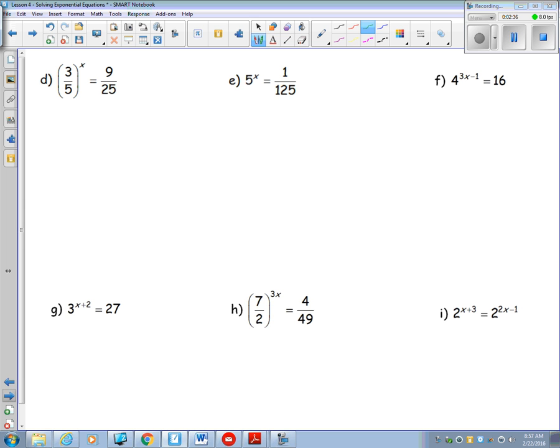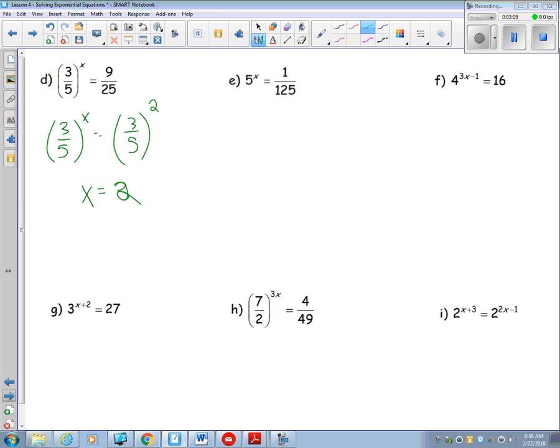Hey, I got a fraction one this time. 3/5 to the x equals 9/25. Okay, so I want to make the bases the same. So I got to think to myself, what exponent would make 3/5 into a 9/25? Well, 3 to the power of 2 is 9, and 5 to the power of 2 is 25. So does it not make sense to have 3/5 to the 2? And since my bases are the same now, my exponents are the same now.